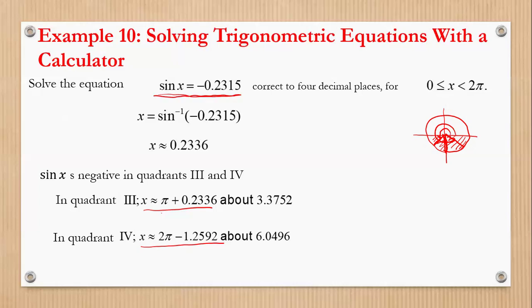It looks like we have a typo here. It should be 0.2336. Okay? And replace the pi by 3.14 or use the pi key in the calculator and then find the solutions, which are two solutions, one in the third quadrant, one in the fourth.